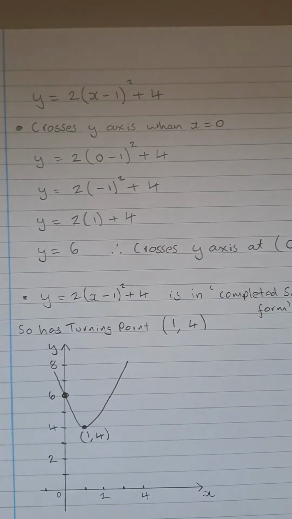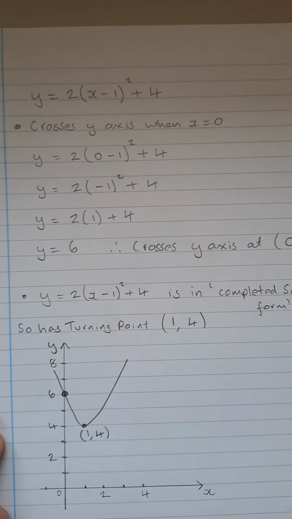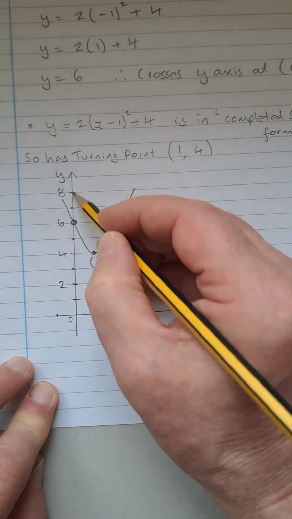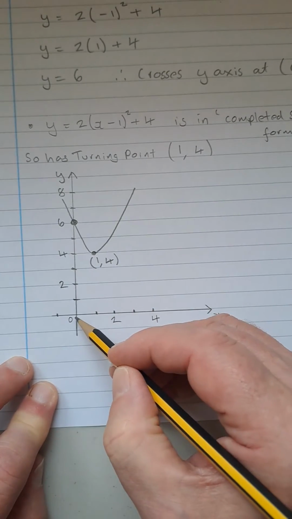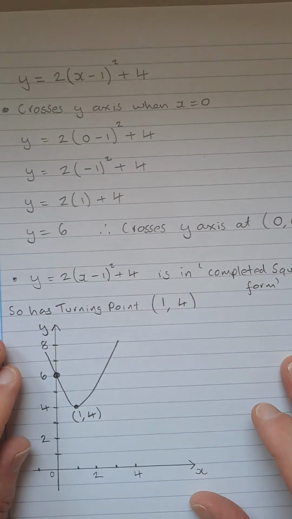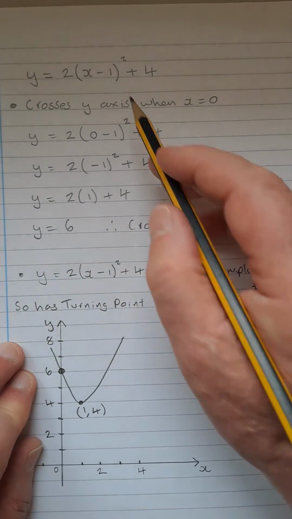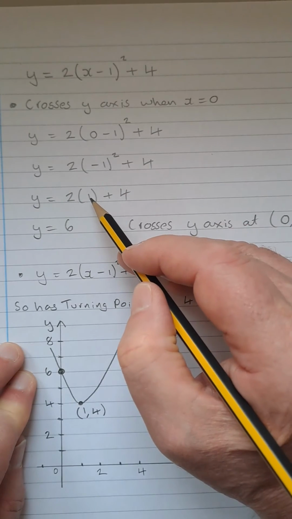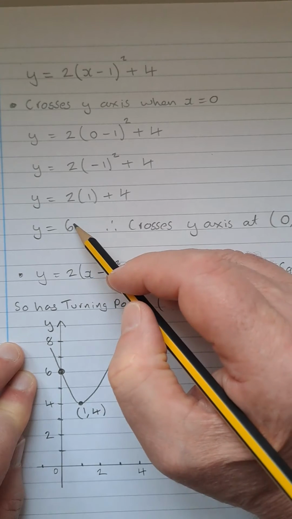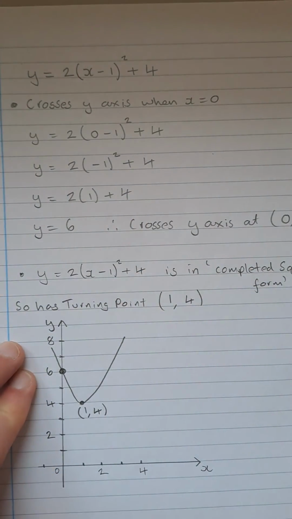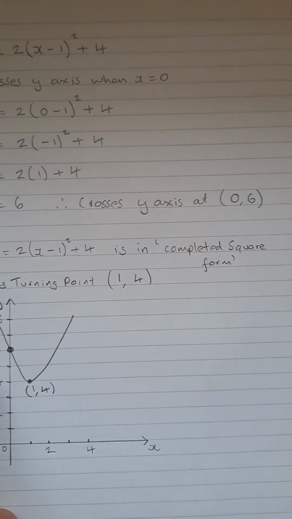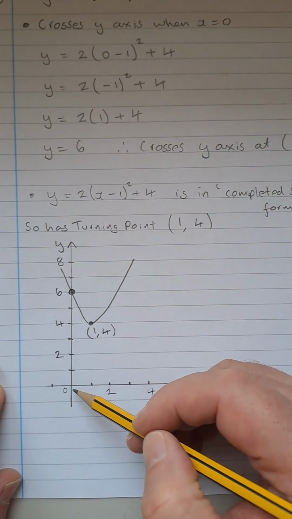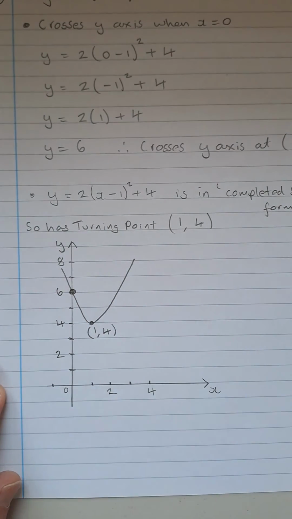So it crosses the y-axis when x equals 0. Going back to my sketch, any point on the y-axis has an x coordinate of 0. So let's substitute 0 through the formula. 0 take 1 is minus 1, squared you get 1. Times it by 2, you get 2. And add your 4, you get 6. So it crosses the y-axis at (0, 6). That's the first dot I put on my graph here, (0, 6) there.